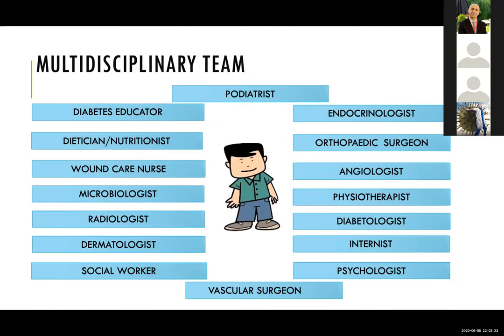Okay. I put this slide because it's really very important to work in a multidisciplinary team. There is a significant amount of data that shows the inclusion of the podiatrist reduces amputations. For example, in the Netherlands, there were some studies that said they reduce by 34%, and in the USA, by 64%.